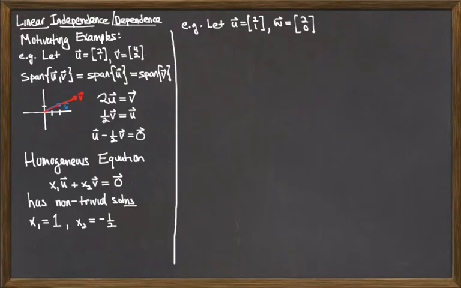Let's look at a second motivating example. I'm going to let u be the vector 2, 1. I'm going to let w now be the vector 2, 0. It's pretty clear if you scale one of the vectors, say if I take w and I multiply it by some scalar c, then I'm never going to get the vector u in return.